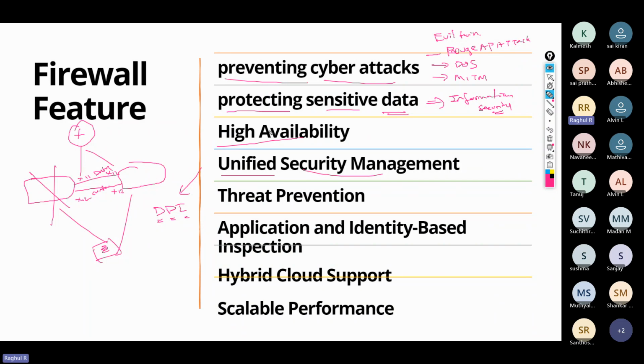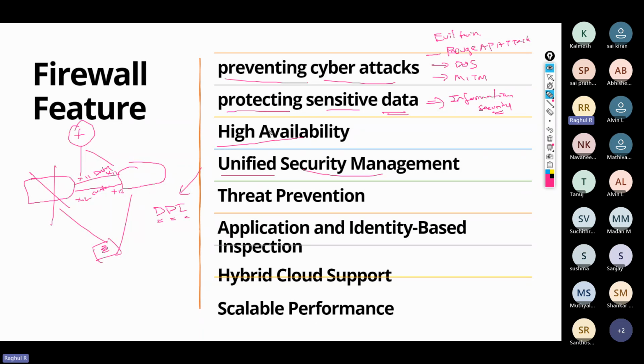Okay, the last one is scalable performance. Scalability comes under how long the firewall can run. If you turn on the firewall today, for the next 10 years or 20 years, the firewall will be running. Your firewall should not power off automatically, and it should not crash. That comes under scalability.